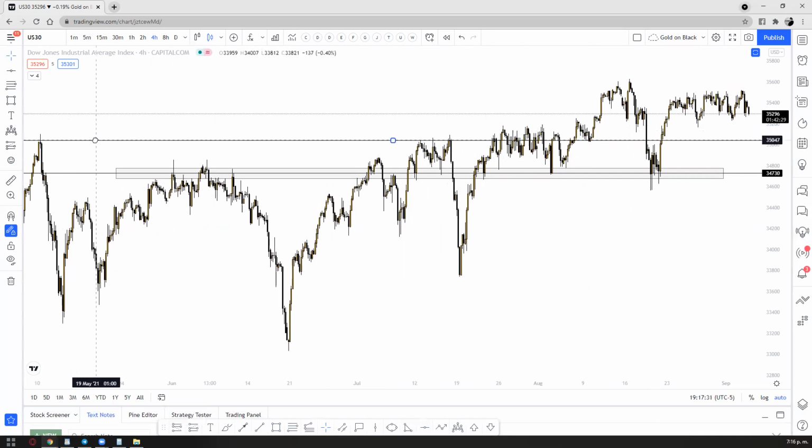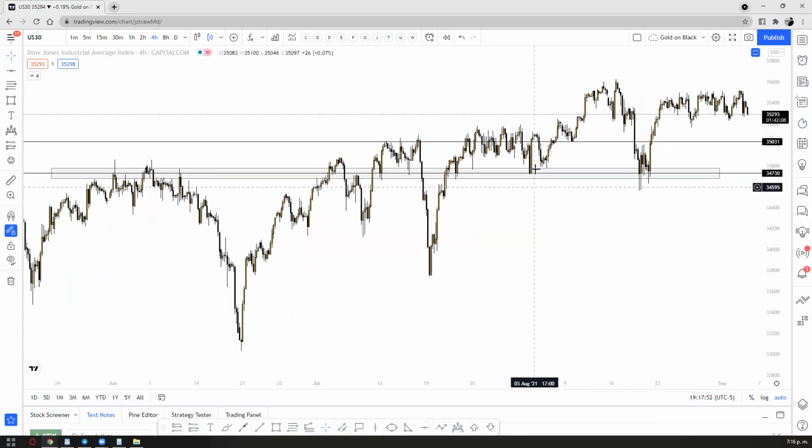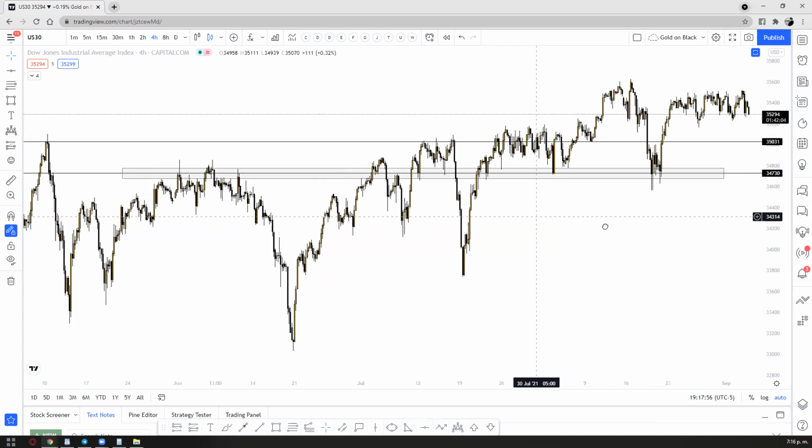I usually draw it at the body of the candle. And like I mentioned, it is my preference. It doesn't matter how you draw your support and resistance. What matters is what are you going to do there when the market reaches that zone? Are you going to buy? Are you going to sell? Are you going to wait for a trigger? How are you going to be reacting to that zone? That's what matters.